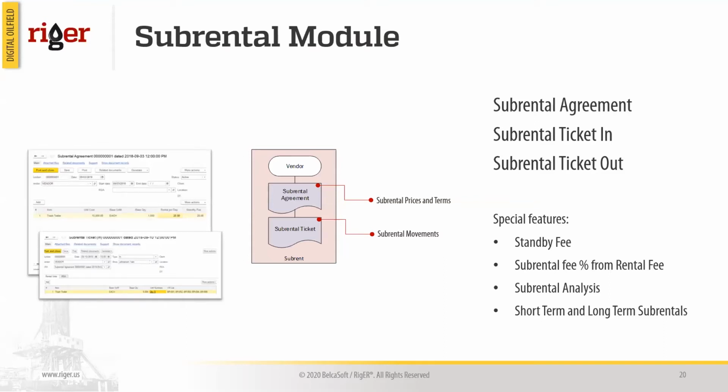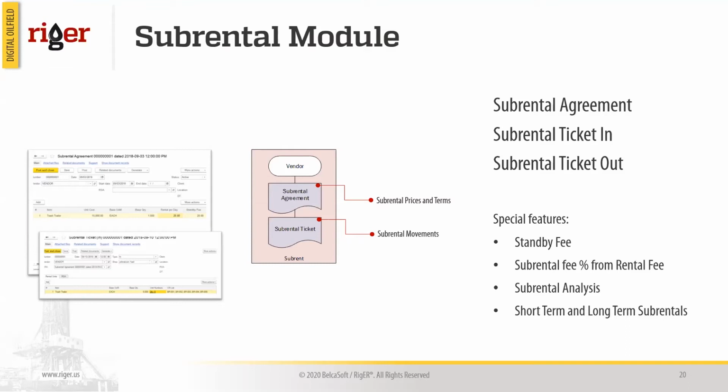Another useful module in the system that is used by many light towers and generators companies is the subrental module, because you can take equipment from third-party providers and track that equipment in your system as your equipment, but you will also see the owner of this equipment. This module also allows you to track your incoming fees from the rental company that you rent equipment from, and also compare that with the rental fees that you charge your clients.